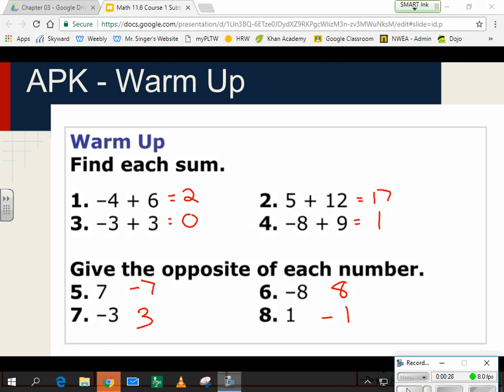Remember, you can always reorganize the addition problems to create subtraction problems. Look at the signs, like number 2, 5 and 12 are both adding. And then opposites are just, if it's a positive, it's a negative of that number. If it's a negative, it's a positive. All right, let's get into today's stuff.